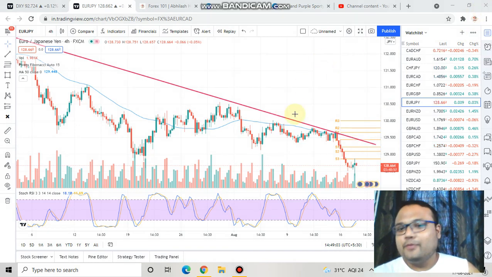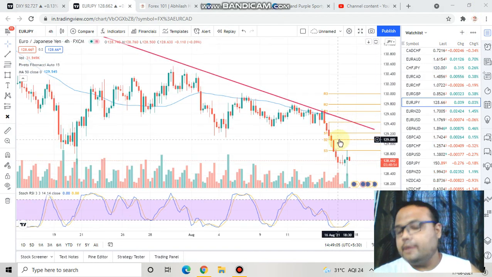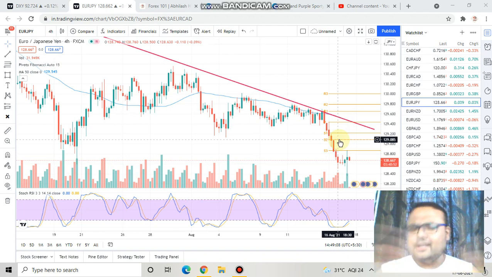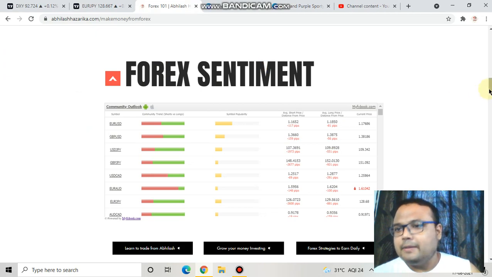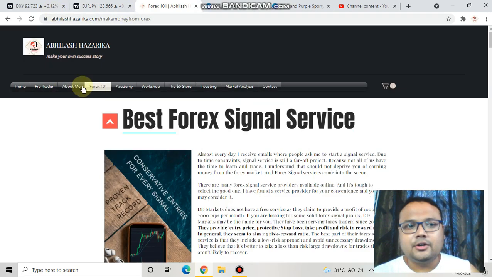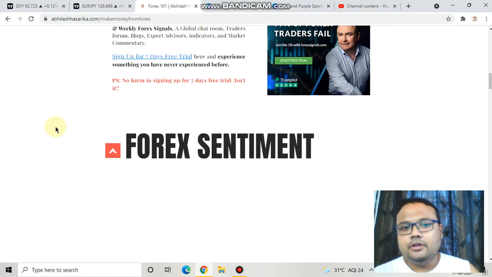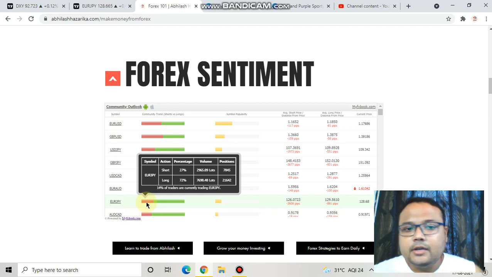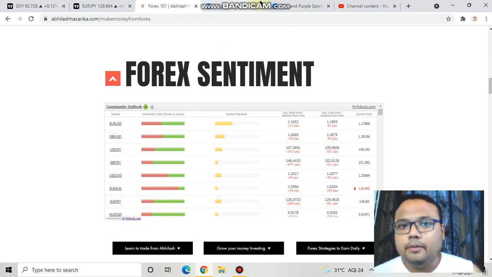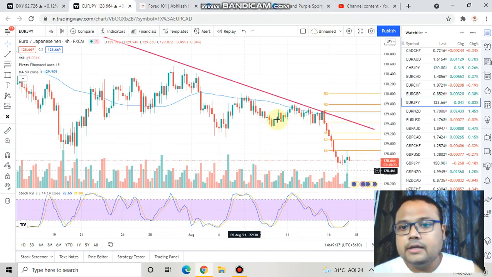Yeah. So before jumping to the other charts, let's look at the Forex sentiment meter once. You'll find the Forex sentiment meter on my website avirashhazarika.com, under the Forex 101 section. So this is the Euro JPY here, and you can see that 27% retail traders have taken short position and 72% retail traders have taken long position. It means that 72% retail traders are thinking that the market will be going up.